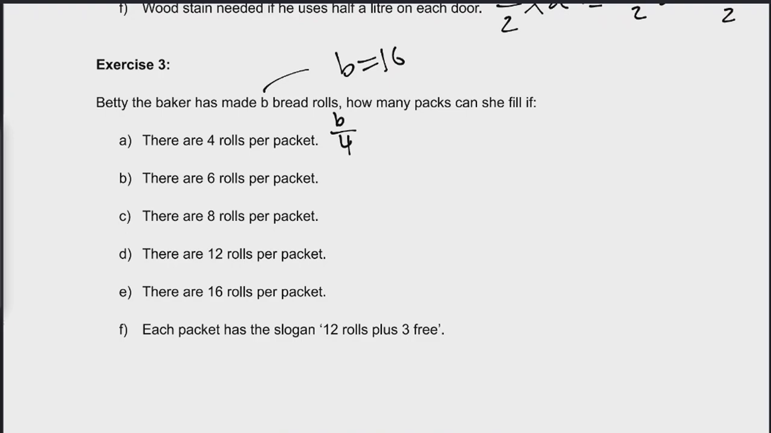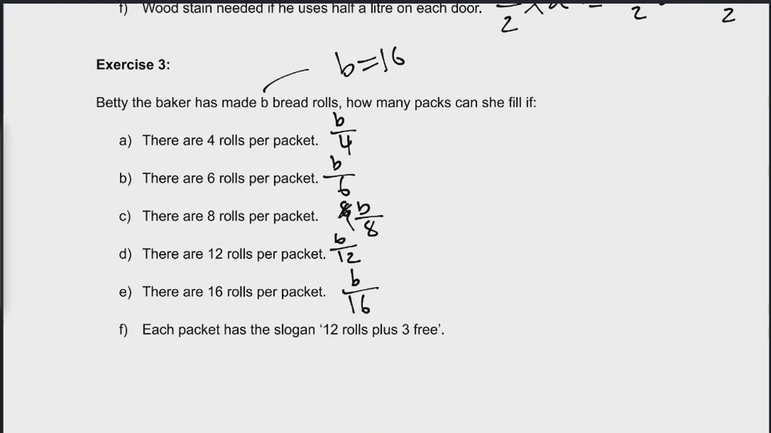Now, what if there are 6 rolls per packet? Well, it's going to be B over 6. What if there are 8 rolls per packet? Well, it's rather going to be B over 8. 12 rolls per packet, B over 12. 16 rolls per packet, B over 16.